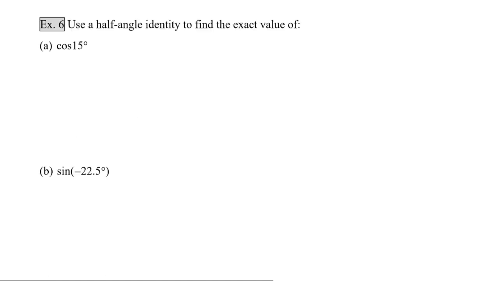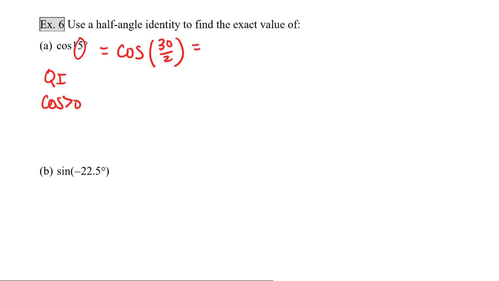Example 6. Use a half angle identity to find the exact value of A, the cosine of 15 degrees. What quadrant is 15 degrees in? Well, that's going to be quadrant 1, where cosine is positive. So first I'm going to say cosine of 15 degrees is the same as, well, what is 15 half of? If I multiply it by 2, I can find out that 15 is half of 30. So this is going to be the same as the cosine of 30 over 2.